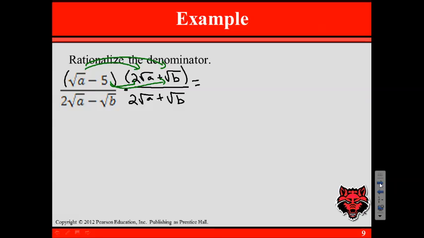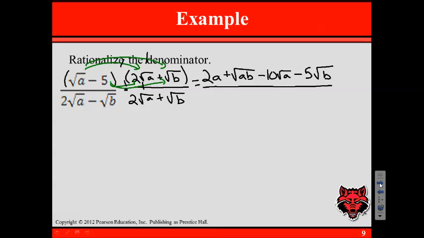Let's look at those products. The first product, square root of a times 2 square root of a is 2, and the square root falls off, so just 2a. The outer product, square root of a times square root of b is square root of ab. The inner product, negative 5 times 2 square root a will be negative 10 square root a. And the last product in the numerator, negative 5 times square root b is minus 5 square root b. Okay, so we're finished in the numerator.